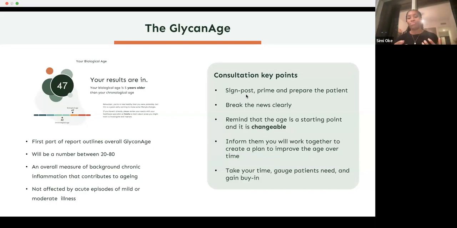And one of the key reasons we have GlycanAge is because it's changeable. There is honestly no point in having a test that you can't change. So I think that's a really important thing to remind clients of, especially if you're about to embark on a program with them to help them improve this inflammation, which is how a lot of our partners typically use the test.